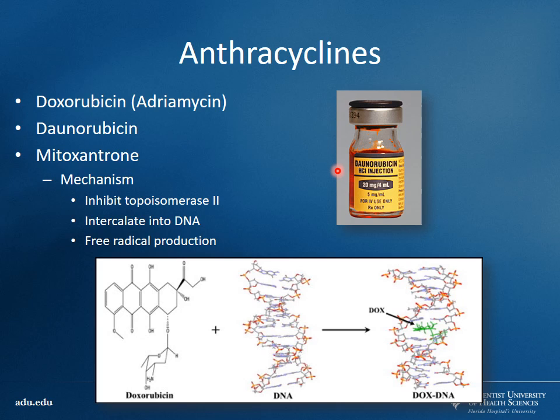It's probably not blood, but it could be. What is anthracyclines, excuse me. So we have three main ones here. We have doxorubicin, we have daunorubicin, and then mitoxantrone. These are going to have the mechanism of inhibiting topoisomerase 2.